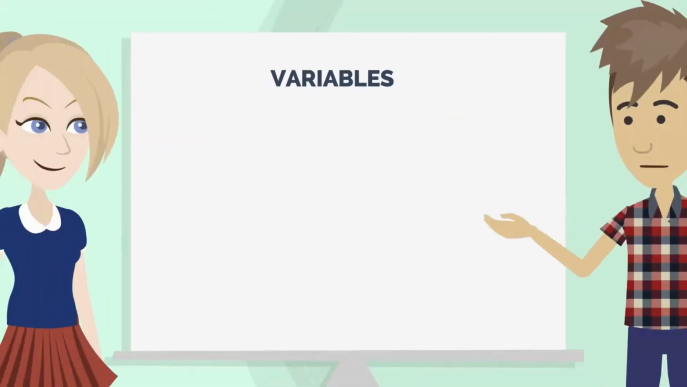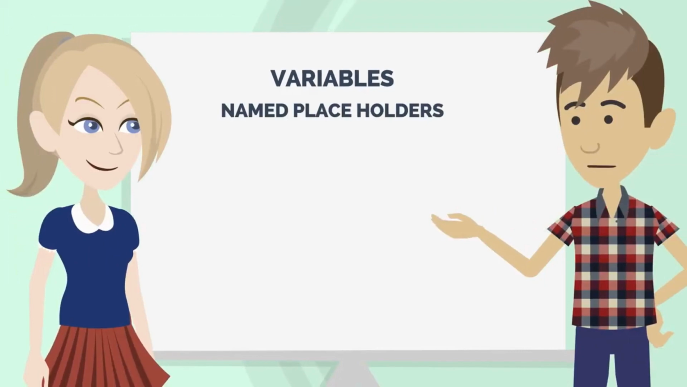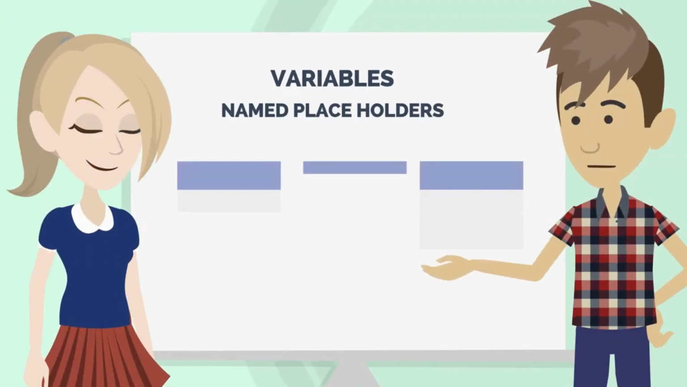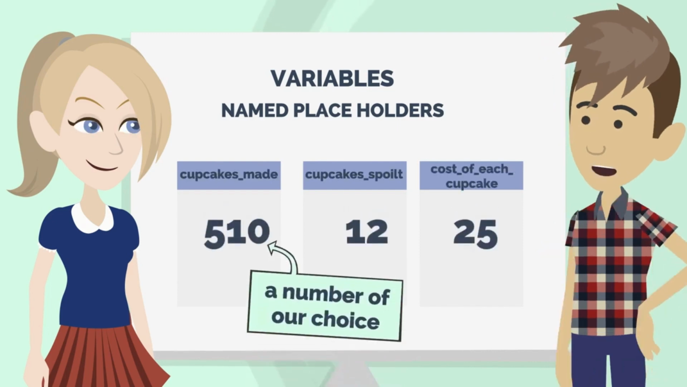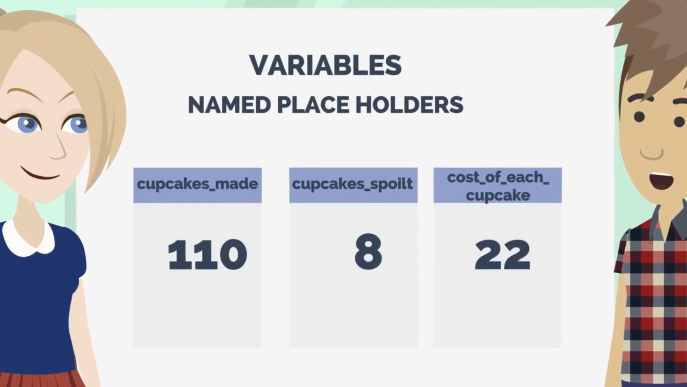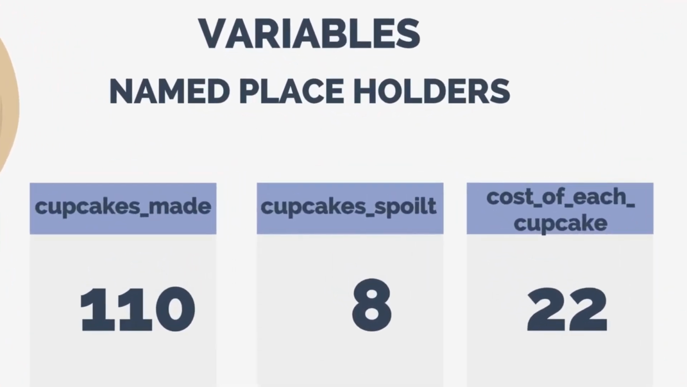You can think of variables as some sort of named placeholders. Imagine having 3 containers, each with a different name. Let's say they're named cupcakes made, cupcakes spoiled, and cost of each cupcake. In each container, we can store a number of our choice. And whenever we want, we can remove the number and put some other number in the containers. Each of these containers can be thought of to be variables.